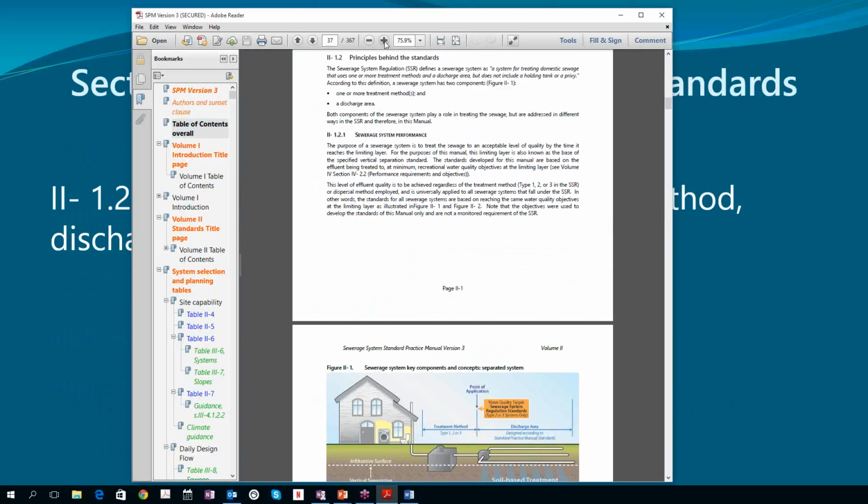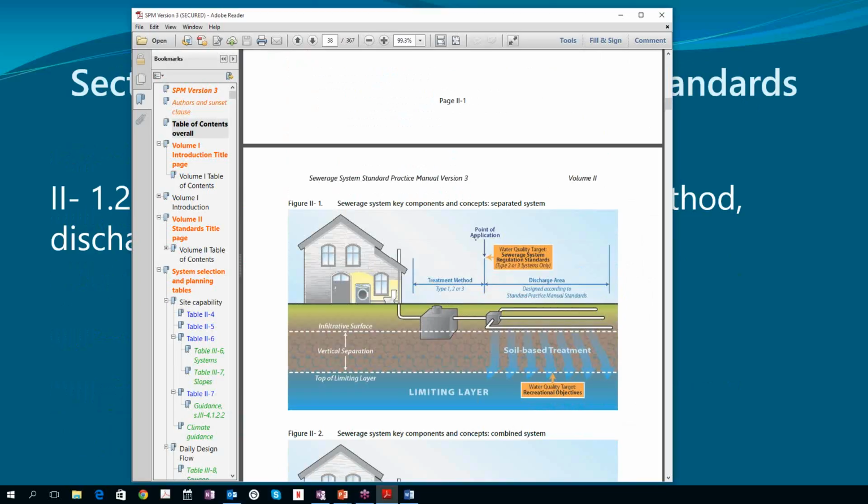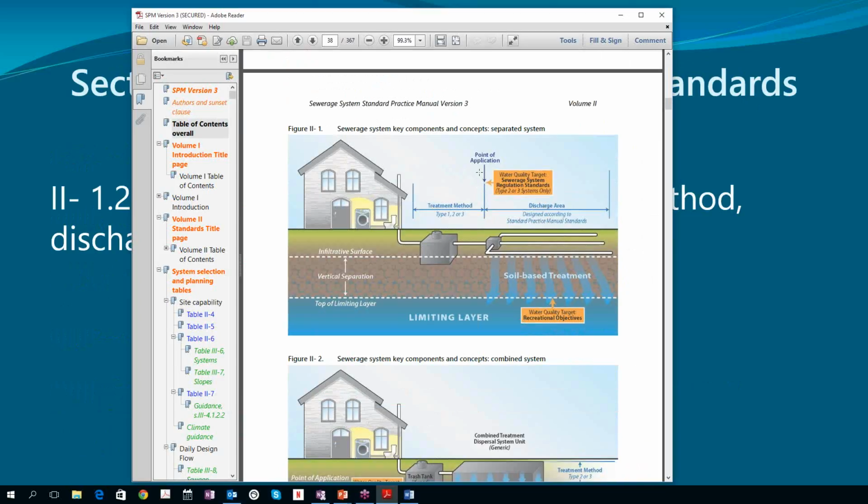2.1.2, we want to capture this. The point of application in a traditional system is the D-box or the manifold. Right? So before that is the treatment method. Hopefully we're not going to have any more people calling gravity systems type 1. Type 1 has nothing to do with the method of dispersal. Type 1 is septic tank only, whether it goes to a drip system or a pressure system or a sand mound or a gravity system.